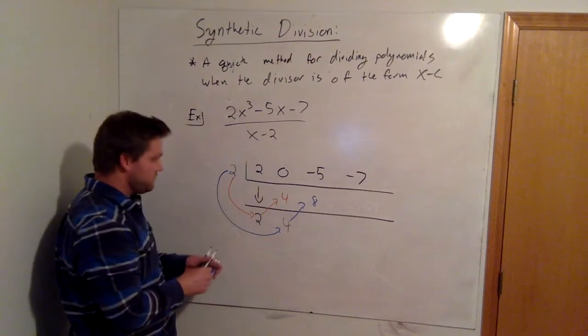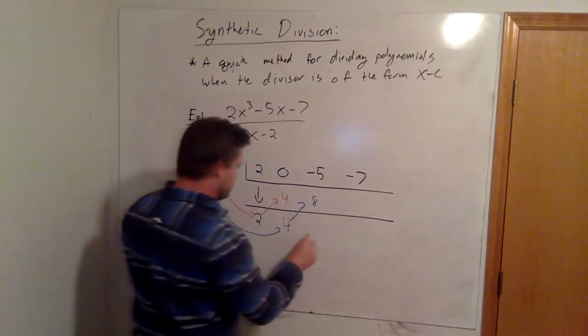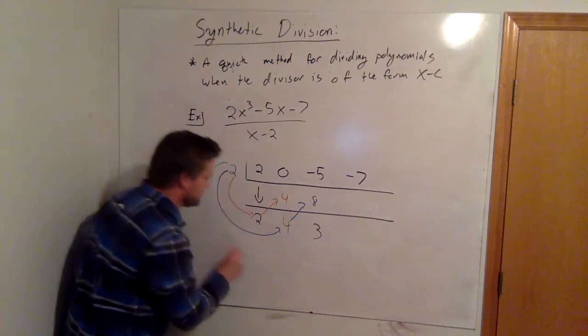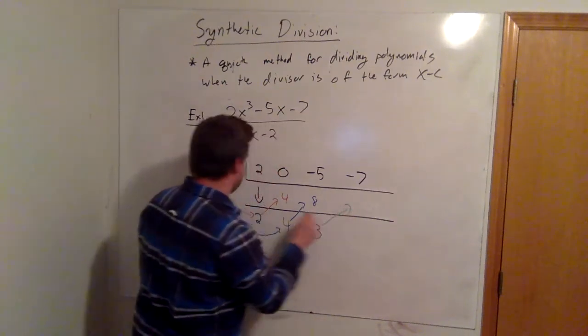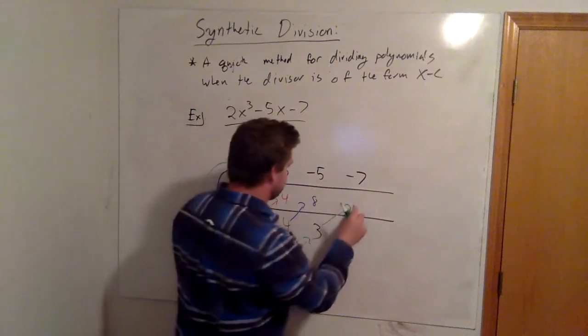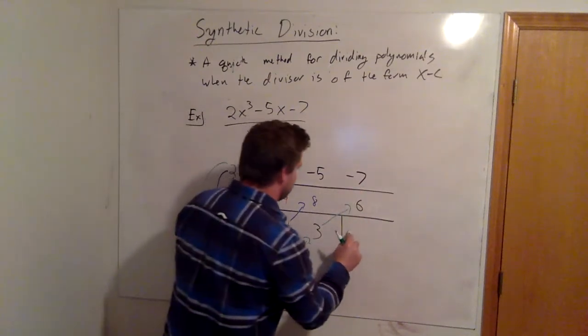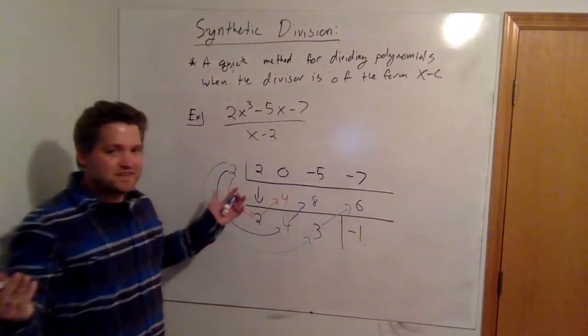8 plus negative 5, what do we get here? Positive 3. And now I'm going to take the 2, multiply it by the 3, and put the result here. 2 times 3 is 6, I'll put the 6 here. I'll add these together, and I get a negative 1. And voila, like that, we're finished.